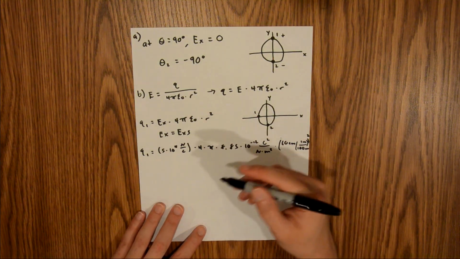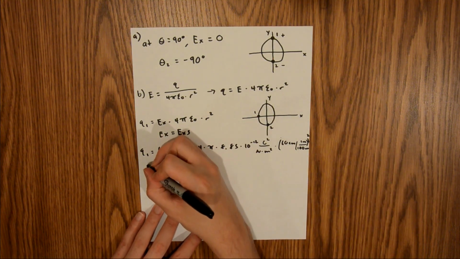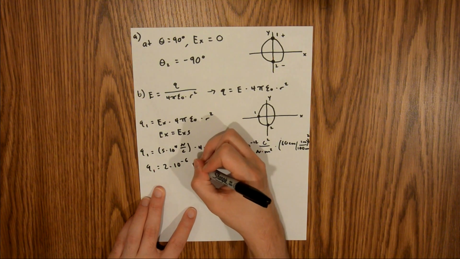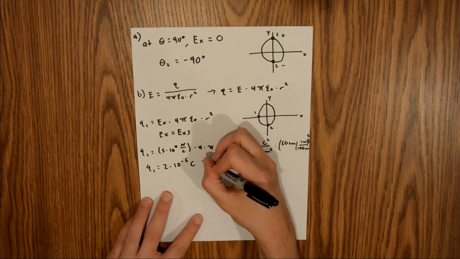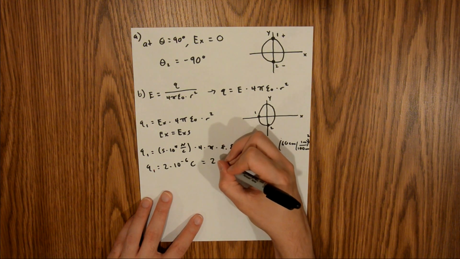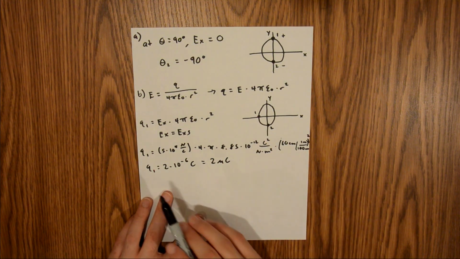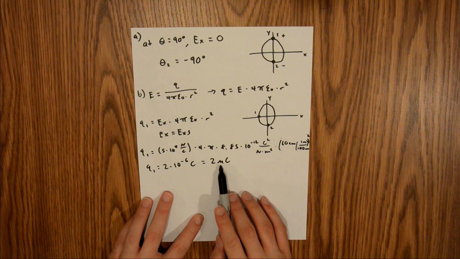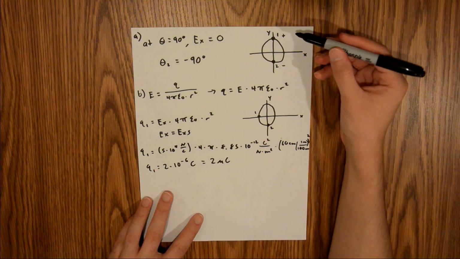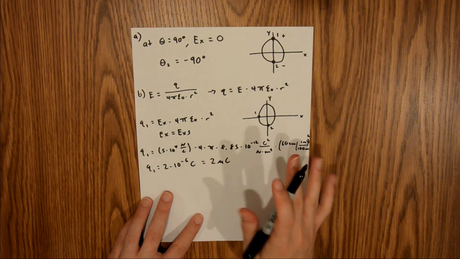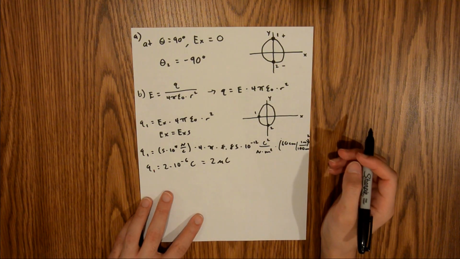And if you plug all of that into your calculator, you will find that charge 1 is equal to 2 times 10 to the negative 6th coulombs, which if you write it a little more compact, you can say 2 microcoulombs. Now one thing is we just need to double check our sign. So Q1 is equal to positive 2 microcoulombs. And up here by our analysis, we saw that bead 1 is positive. This is also positive, so that checks out. And that is the final answer for part B.